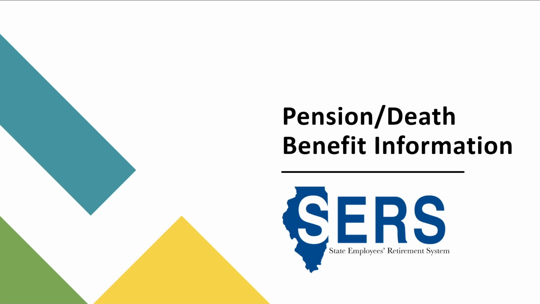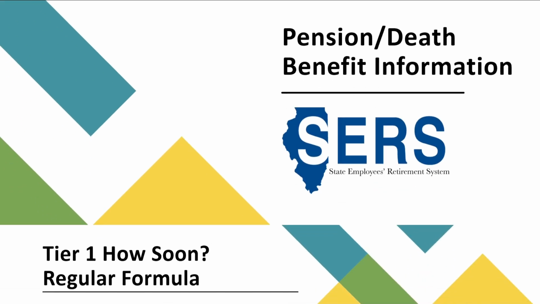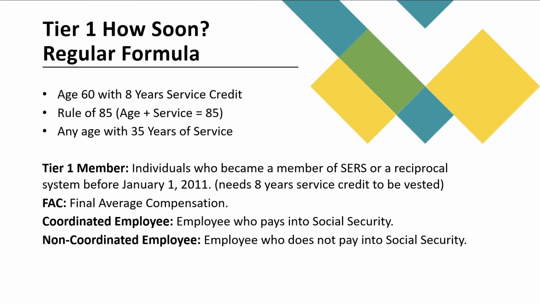We're going to talk a little bit about the pension and death benefit information. When asked how soon can I retire under Tier 1 regular formula, the criteria has to be fully met, in which the member is 60 years old with 8 years of service credit. They are now eligible. They qualify under Rule of 85, in which their age and service equal 85, and at any age with 35 years of service credit.